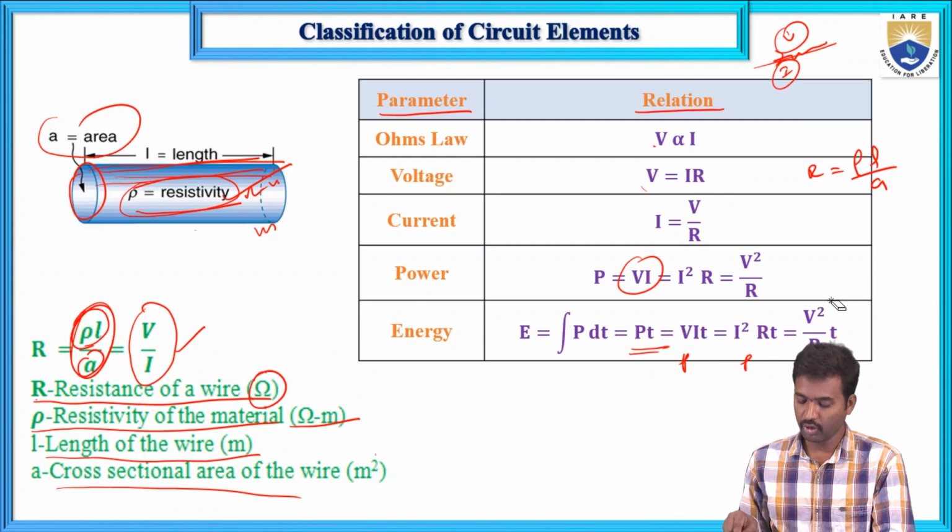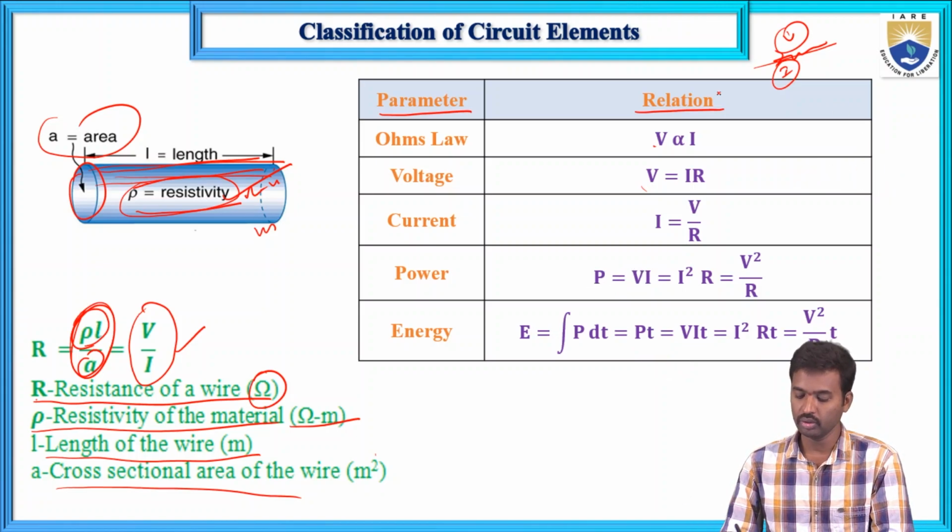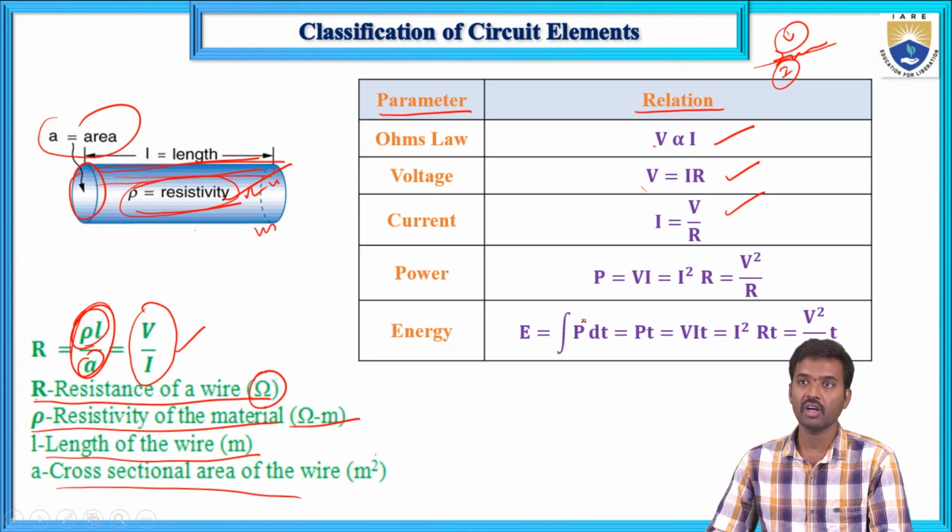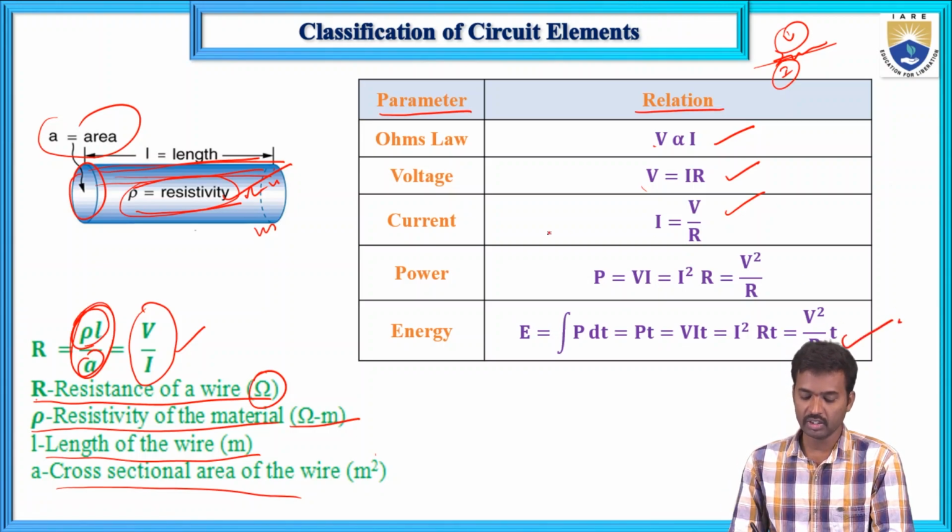So now if you see the formulas here, voltage across any element is directly proportional to I. So that is Ohm's law. Now here, V is equal to IR, I equals V by R, P equals V into I, which is I squared R, that equals V squared by R. So energy equals the integral of P dt. So this is the formula for voltage, current, power and energy.